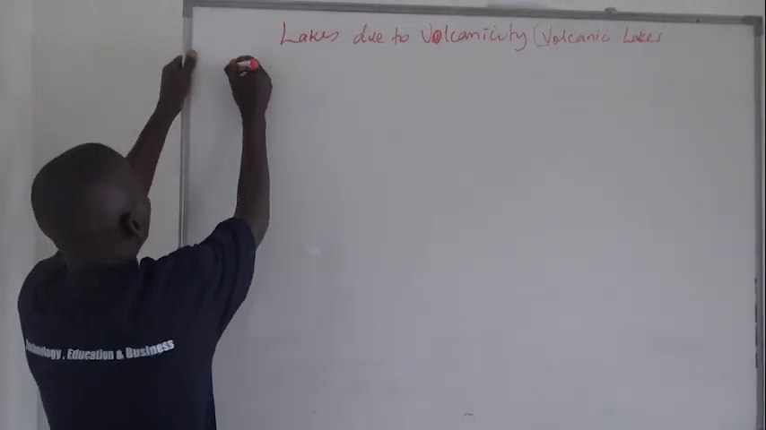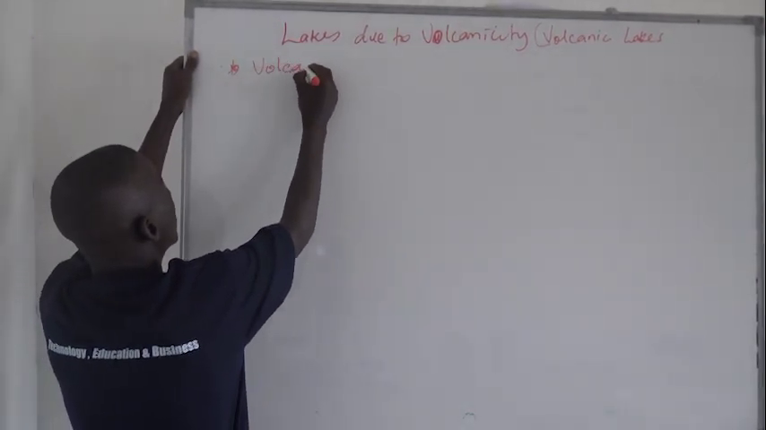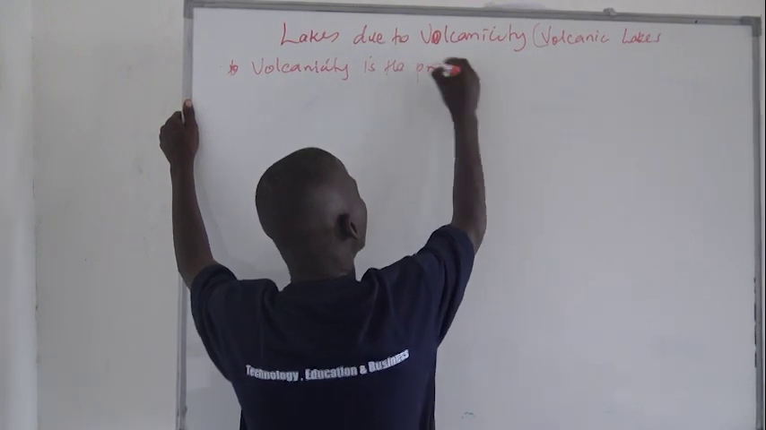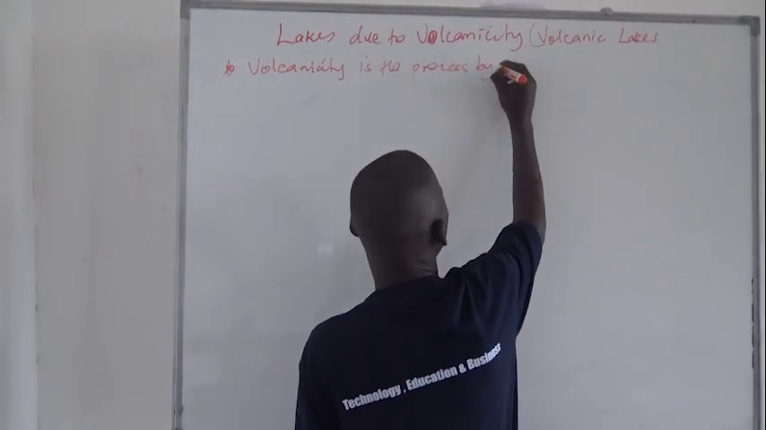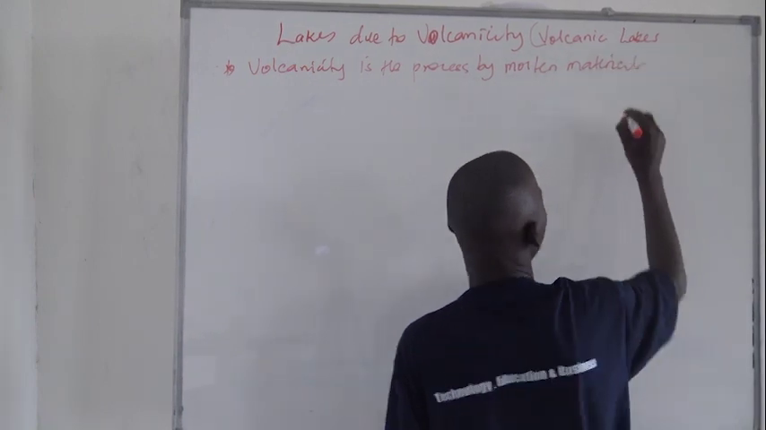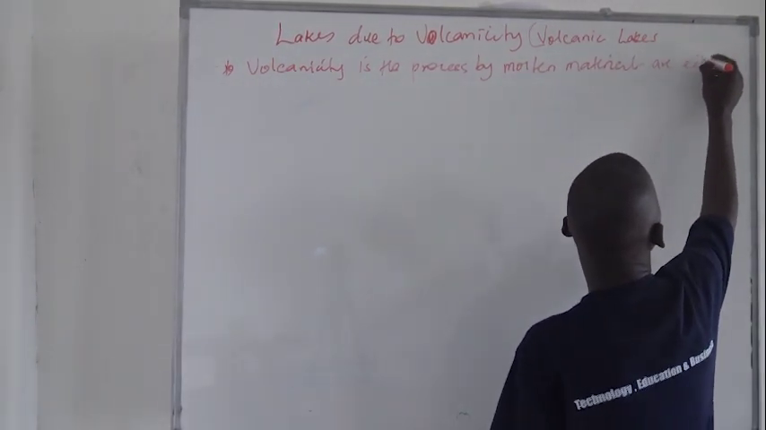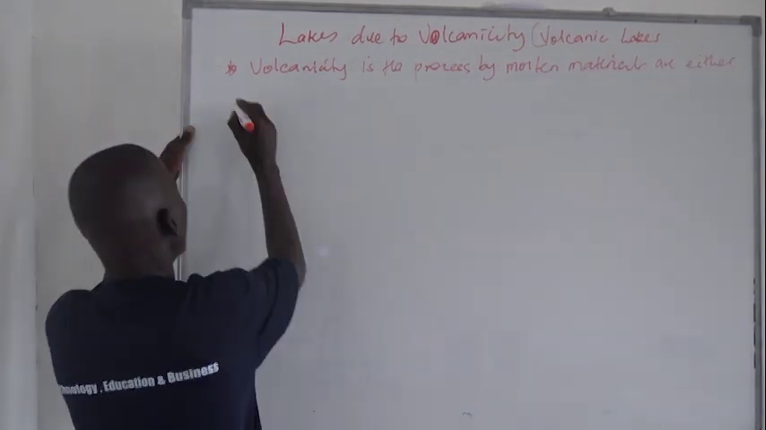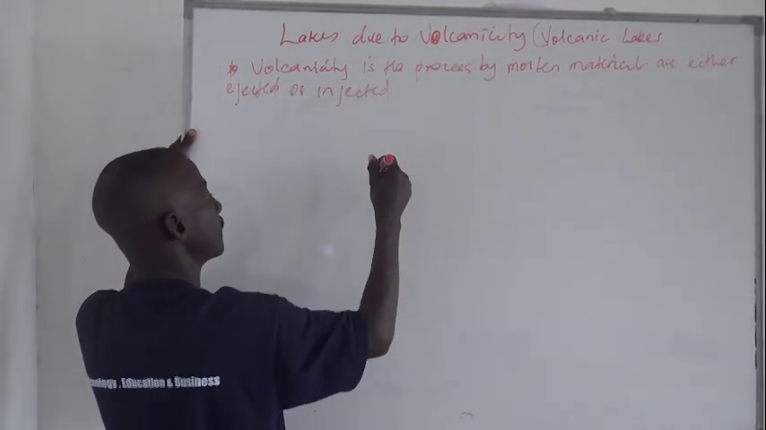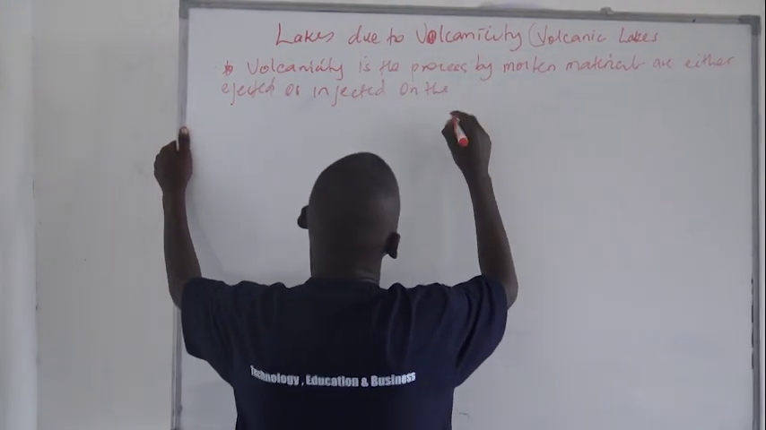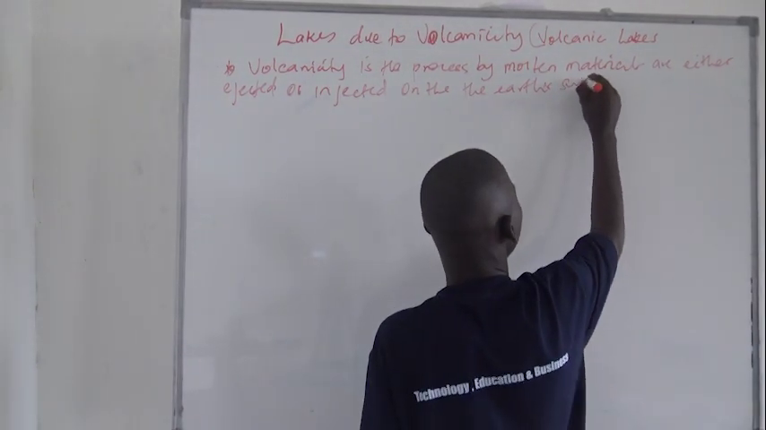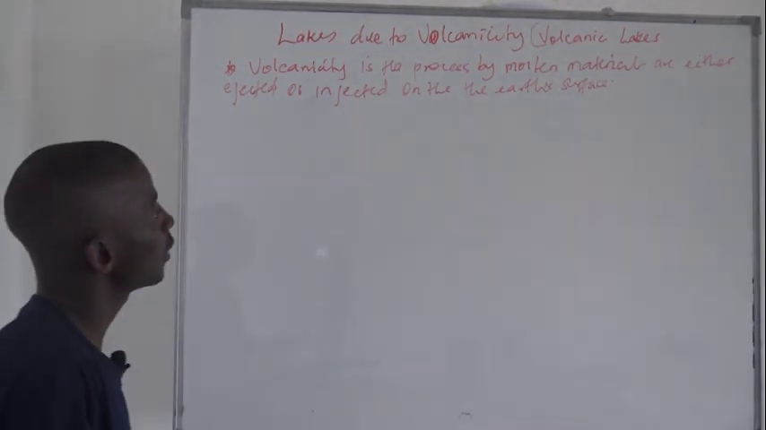By definition, let us briefly define what volcanicity is. We said it is the process by which molten materials are either ejected or injected onto the Earth's surface. That's how we define volcanicity.